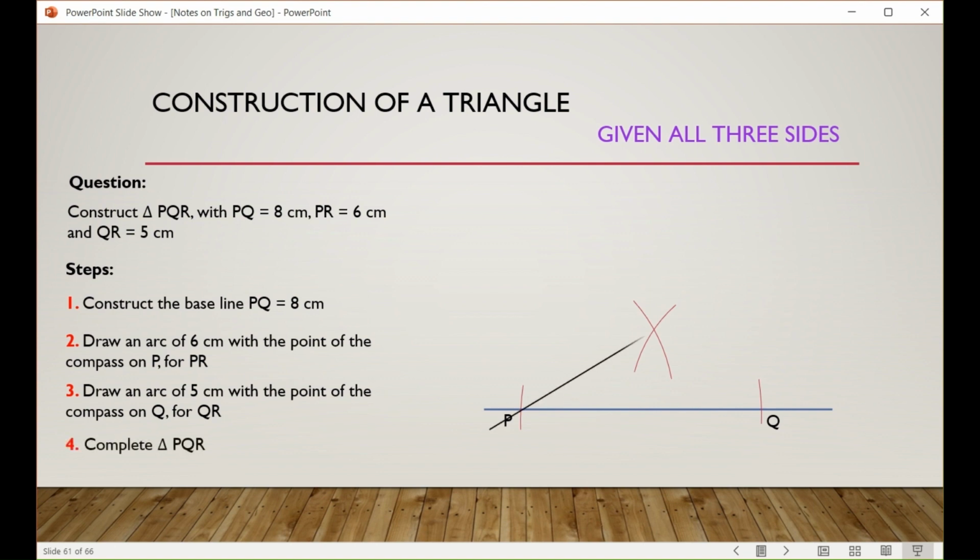So now we just complete the triangle. And we connect the dots, and we know that is R. One is 5, one is 6. And of course, we know our base is 8. So that's the way to construct a triangle if we were given the lengths of all three sides.